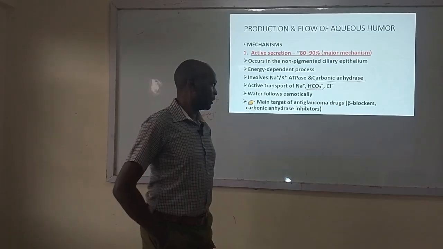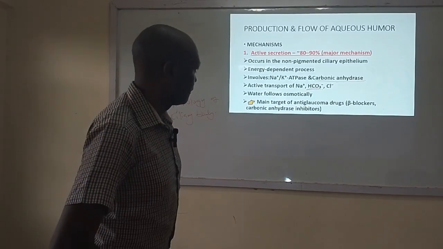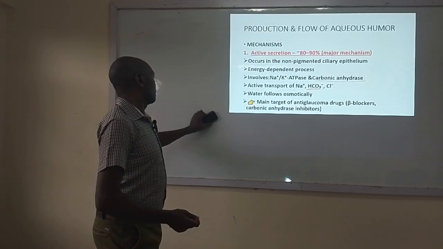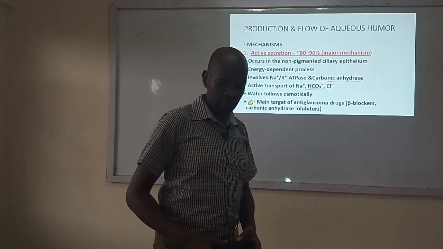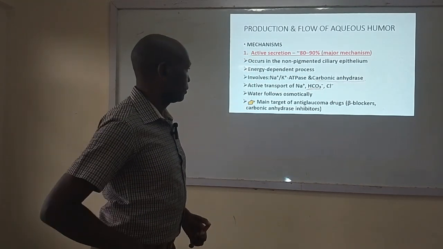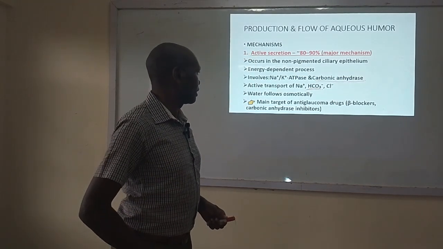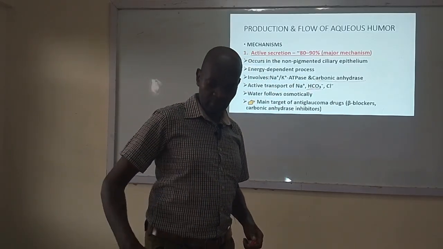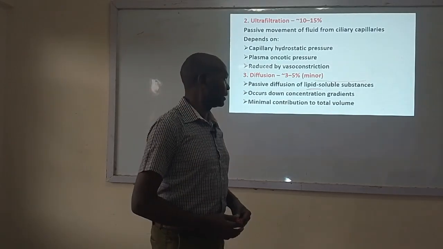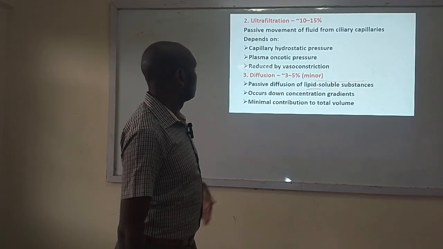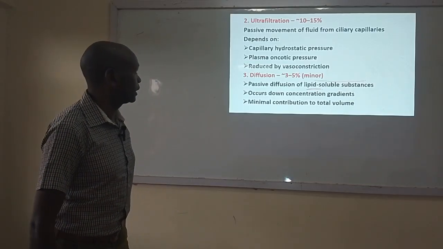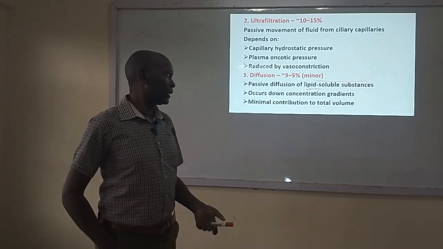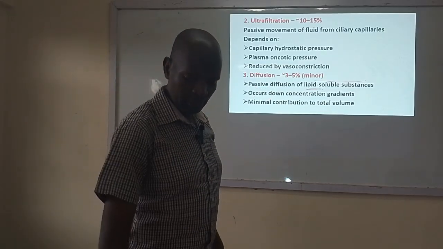You can also use the beta-adrenergic blockers, that is on the sympathetic division of the autonomic nervous system. So the sympathetic division plays a role in production of aqueous humor. Therefore, if you block these receptors using the beta blockers, then you'll be stopping the production of aqueous humor. These are other mechanisms of production. Ultrafiltration is just 10 to 15%, diffusion just 3 to 5% of aqueous humor production.